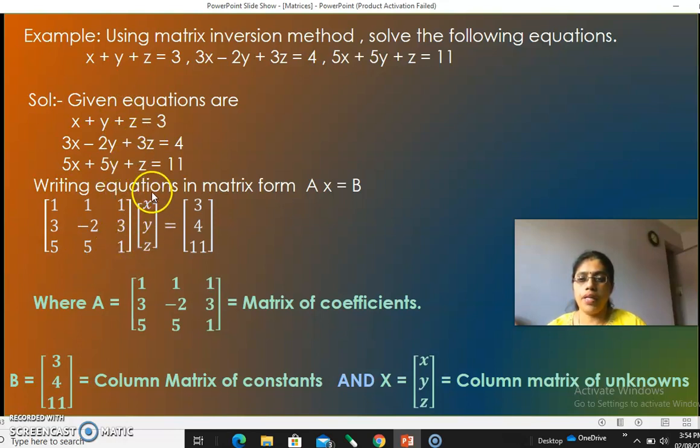Next, you have to write the X matrix. It's the matrix of unknowns, a column matrix: x, y, z in the first column. And equal to B. Capital B is the column matrix of constants: 3, 4, 11.